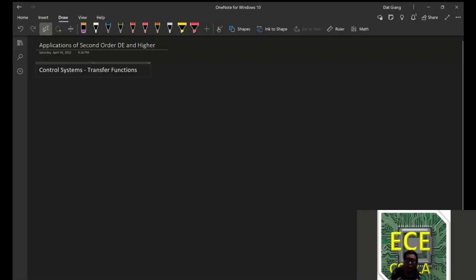Okay, so now to wrap up second order differential equations and higher, we're going to be talking about one main application in control systems, specifically when we are talking about transfer functions.